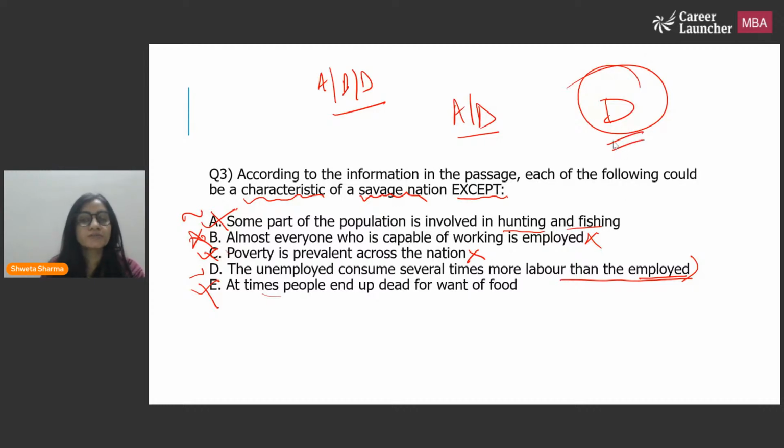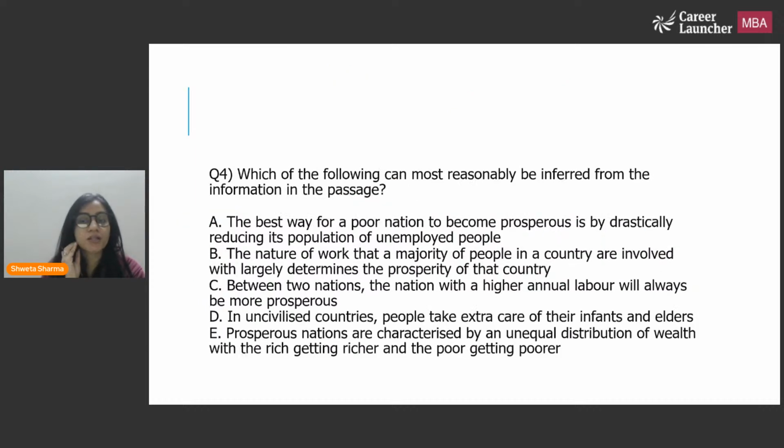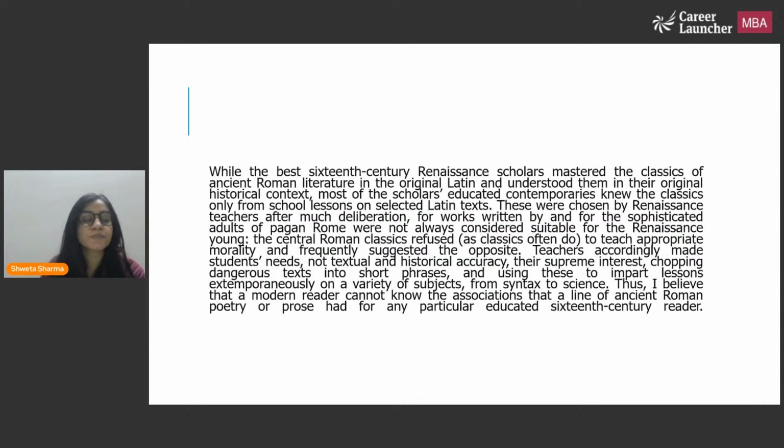Any doubts so far? I hope not. All right, let's move ahead to the next question. Last question for the passage, and then we have a fresh passage.